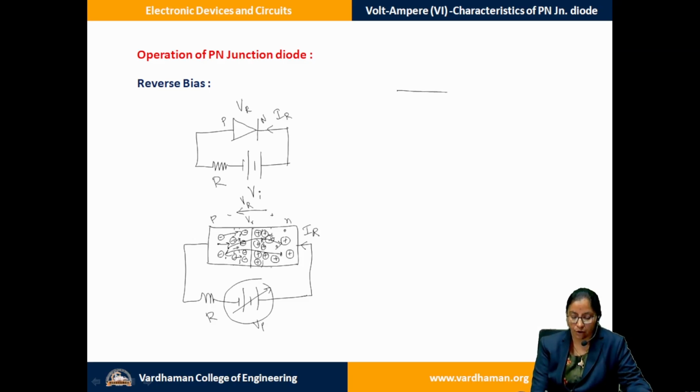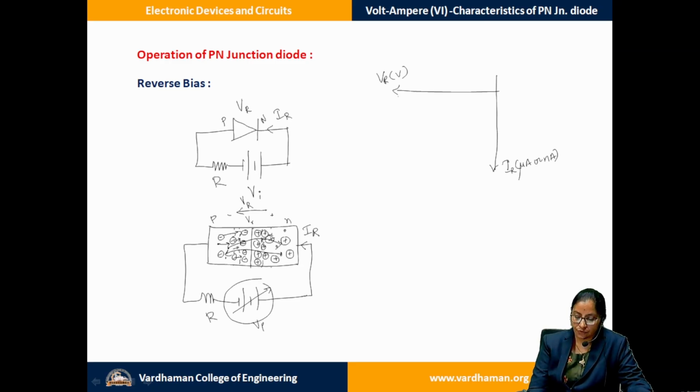So we plot our VI characteristics in the third quadrant. This is your reverse voltage, whose polarity has been reversed, and correspondingly the current flows in the reverse direction. And as the current is because of the minority carriers, it will be in the range of microamperes or nanoamperes, depending on the doping and the material that has been taken up.